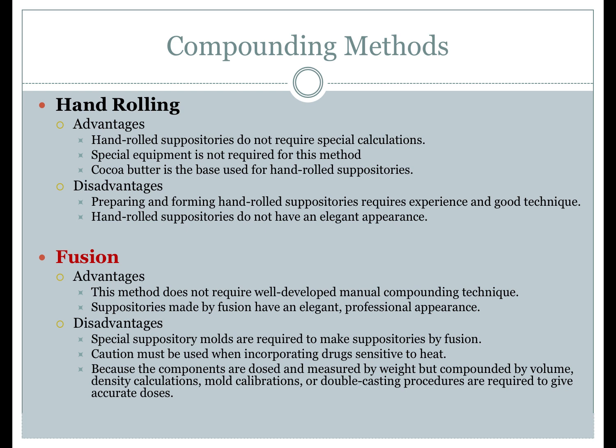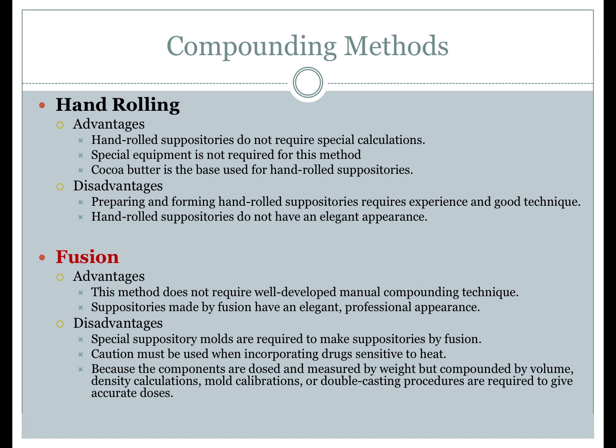Advantages of the fusion method begin with the fact that they do not require any well-developed physical compounding technique or skill. Secondly, suppositories made by the fusion method have an elegant, professional appearance, which is due to the use of a mold. Pouring molten base into a mold allows the mold to shape and form the suppository, giving them a uniform, consistent appearance. Disadvantages of the fusion method include needing to purchase specialized suppository molds, which can be expensive. Another legitimate concern is that you have to use caution when incorporating drugs that are sensitive to heat, since you will be adding the drug to molten suppository base, and the heat from that base can affect the drug.